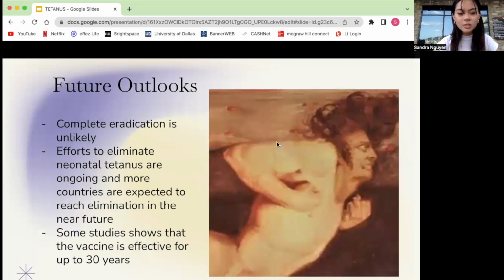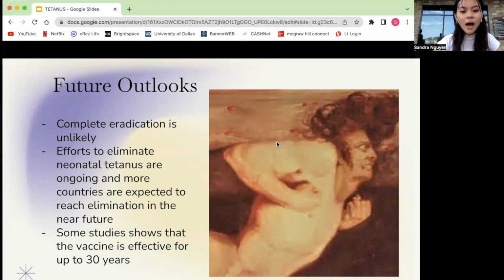So some future outlooks. Complete eradication of tetanus is highly unlikely just because it's ubiquitous and the spores can remain in the environment for years and years. There's just no good method or technique to eliminate all those spores in the entire world. But there are efforts to eliminate neonatal tetanus, and they are ongoing, and more countries are expected to reach elimination in the near future. And that's just by using sterile medical equipment during delivery, especially during the cutting of the umbilical cord.